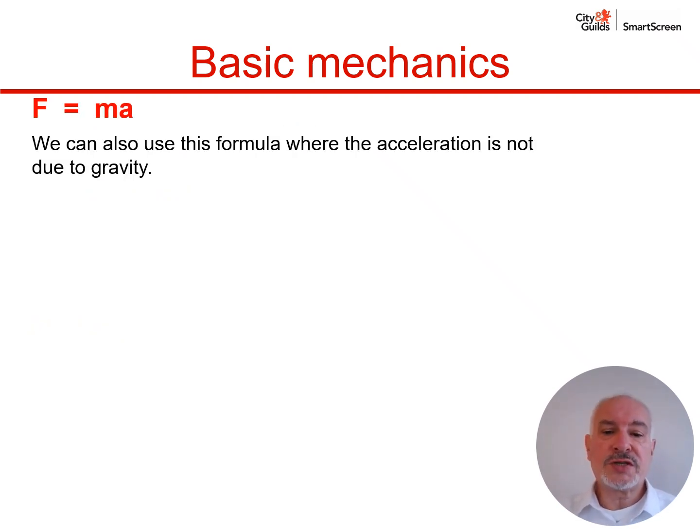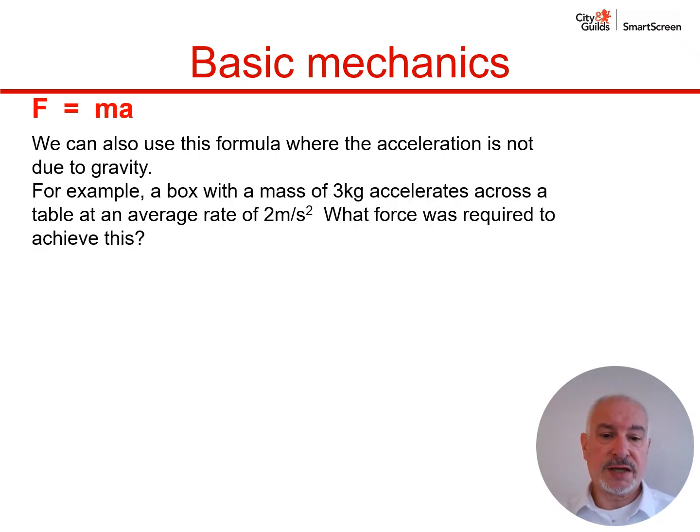So we can also use this formula where the acceleration is not due to gravity. Now what we mean by this is that if you move something across a table, you're not lifting it against the force of gravity, so it's a different calculation. It's the same formula, but we need to be aware that we're not going to use the effect of acceleration due to gravity, and we need to therefore know, well, what acceleration is there?